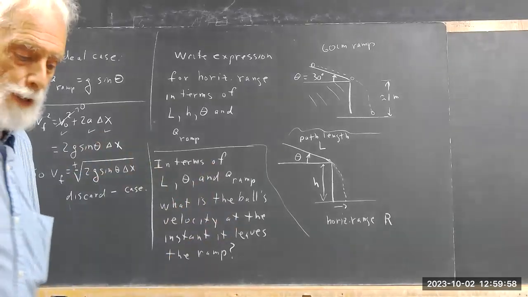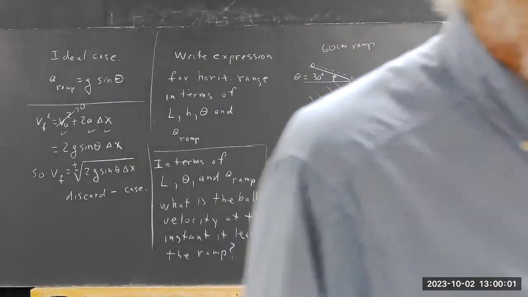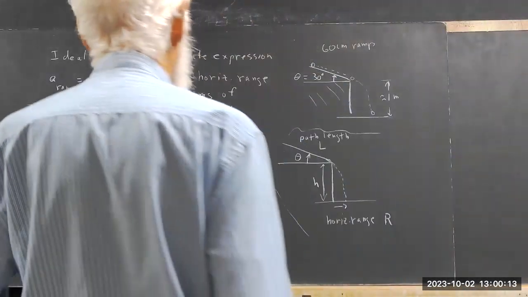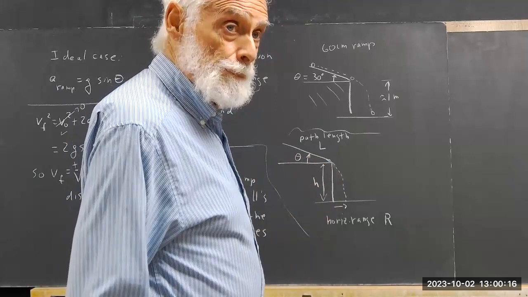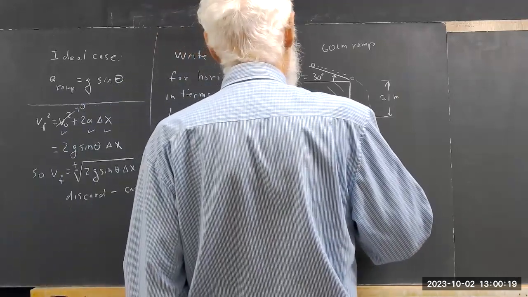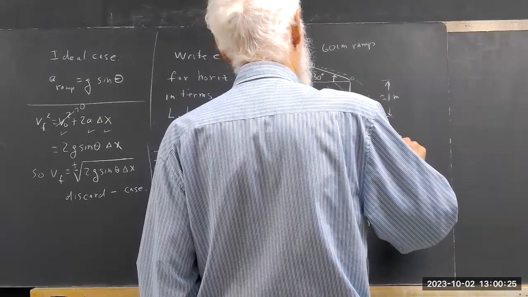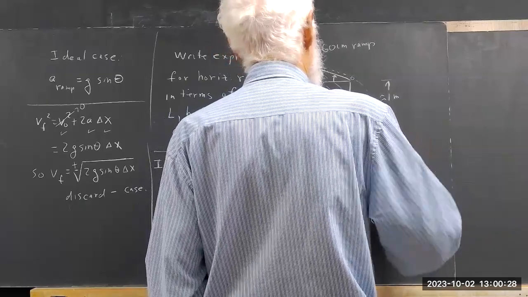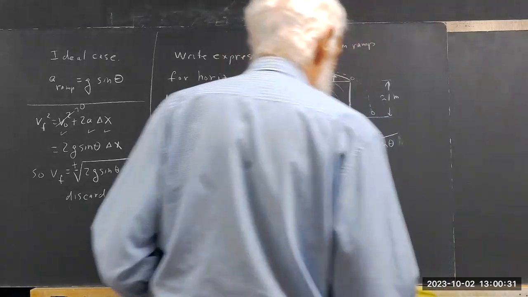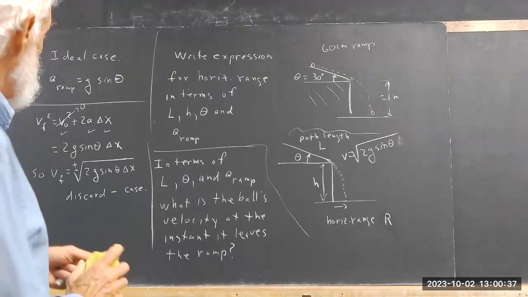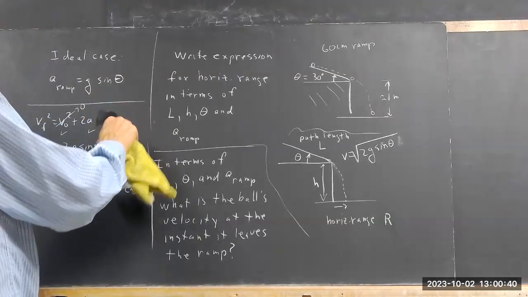Now, that's what you get with symbols, okay? You don't have to use numbers. You don't have to worry about conversions until you get to the end of the problem. So now we have an expression for the velocity at the end of the ramp, okay? And when I said delta x, that was kind of a mistake, because I said do this in terms of L, theta, a ramp, okay? So I shouldn't use delta x here, I should use L.